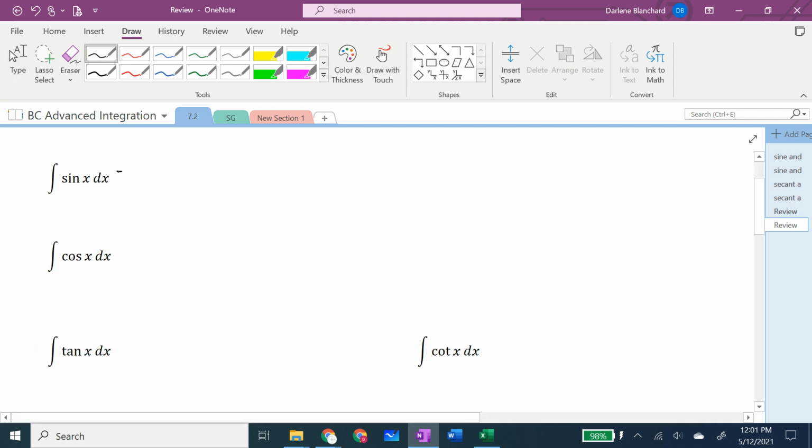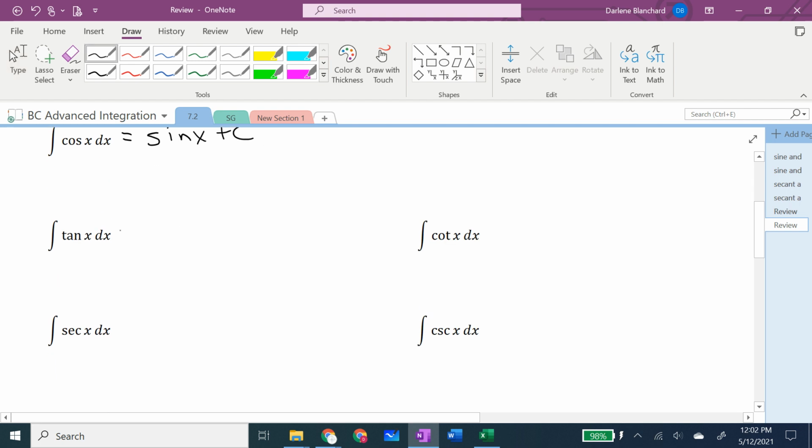So we're going to start off with, what is the integral of sine? This is, yes, I dislike tremendously dealing with these 2 integrals. What is the integral of cosine? Positive sine.